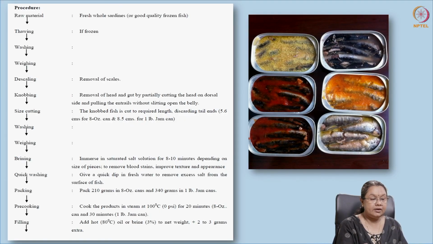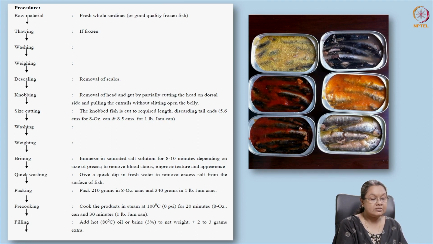After cutting to the required length, it is washed again and then weighed, and brining is done. During the brining process, it is immersed in saturated salt solution for 8 to 10 minutes because it removes the unwanted slime or blood stains that are attached to it. They will be washed off during brining, and it will also improve the textural properties of the product. After brining, it is again washed to remove the adhering salt. Any extra salt on the surface will be removed during washing, and then it is pre-cooked.